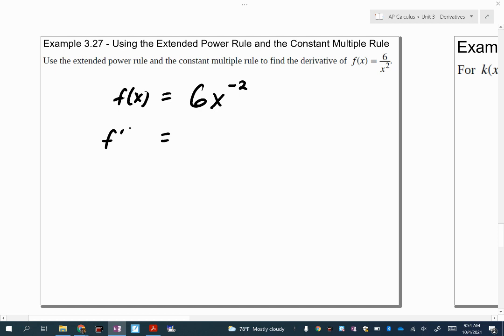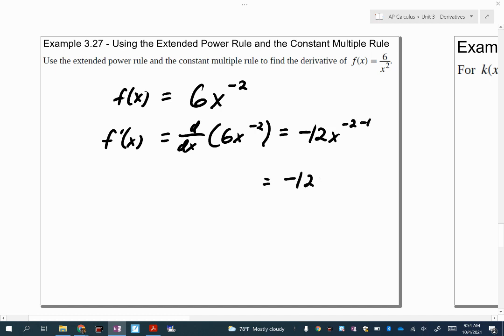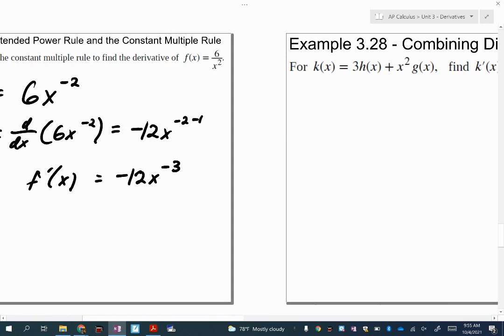So now to find the derivative, I'm going to do d/dx of 6x to the negative 2nd power, which is going to be negative 12, right? Negative 2 times 6 is negative 12, x to the negative 2 minus 1 power, which is negative 12 times x to the negative 3rd power. So that is my derivative. Again, if you want to write it as negative 12 over x cubed, that's fine. It does not matter to me.